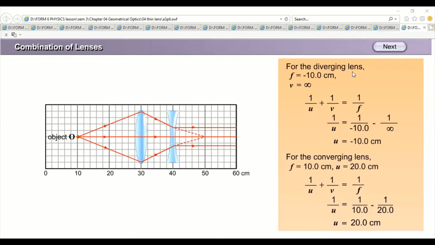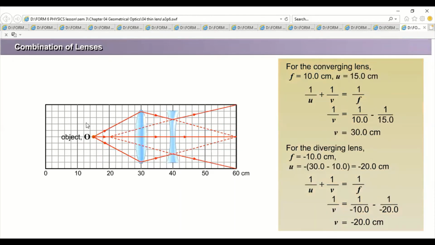Then, next. If the object is nearer, the image formed by the convex lens is farther. So use the first method: find the image formed by the converging lens first. The object is 15 cm from the converging lens, f equal to 10 cm. Using the lens formula 1 over u plus 1 over v equal to 1 over f, we get v equal to 30 cm.